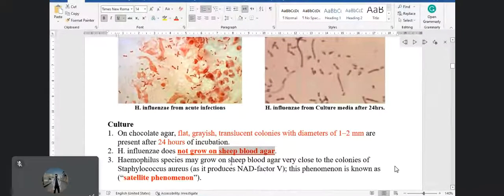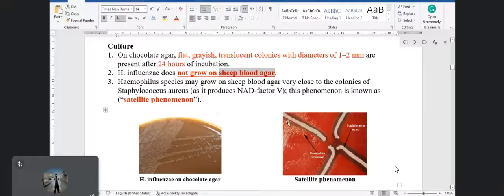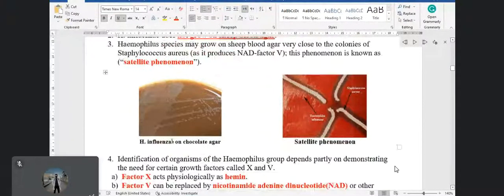Why? Because sheep blood agar could not supply the requirements for the growth of this bacteria, which is the V factor. The V factor will be supplied if we culture it with Staphylococcus aureus, causing this satellite phenomenon. You can see these are the colonies of Staphylococcus, and since staph produces nicotinamide adenine dinucleotide, which is factor V, the bacteria will grow like satellites around the colonies of Staphylococcus aureus. On chocolate agar, they are translucent, non-hemolytic, small colonies.